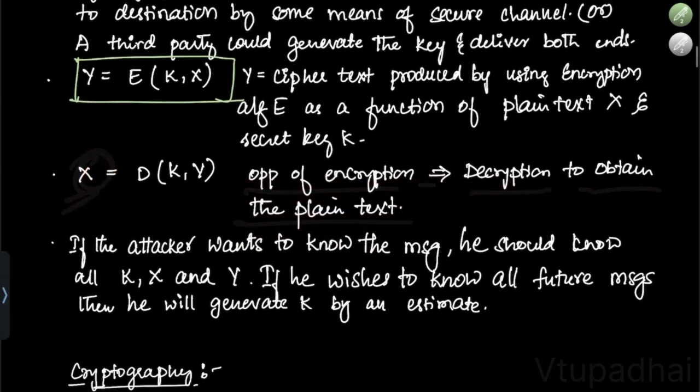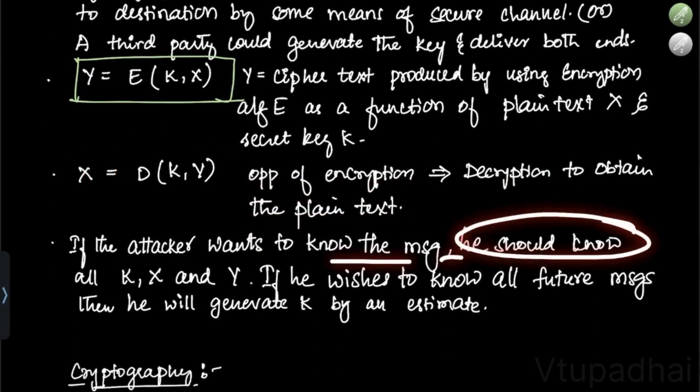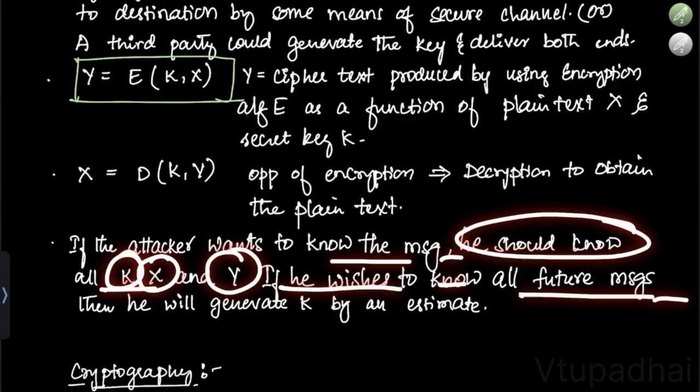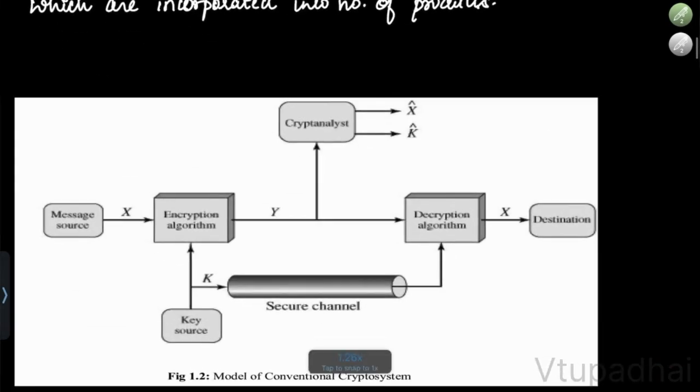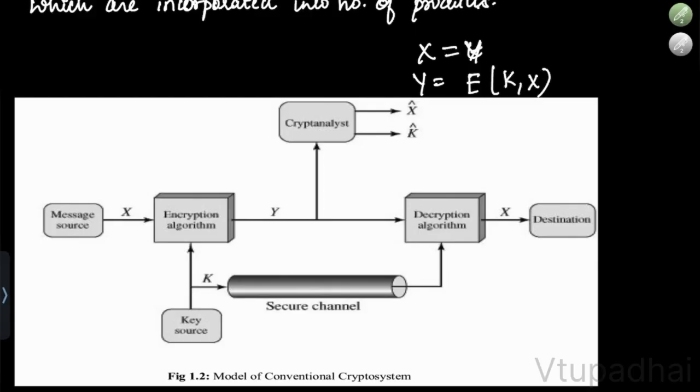That was x. So if an attacker wants to know the message, he should know all: he should know k, he should know x, and he should know y. If he wishes to know all future messages, then he will generate k by an estimate. Only having the value of y is not sufficient. See, y is equal to encryption of key and plain text, and x is equal to decryption, D of k comma y.